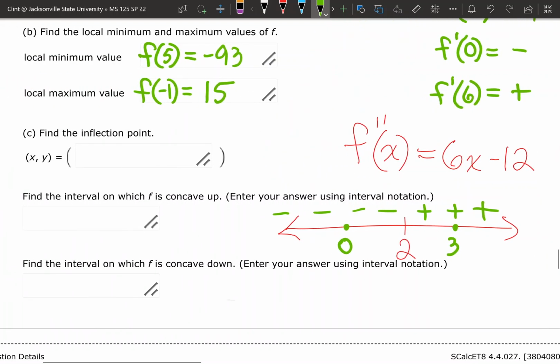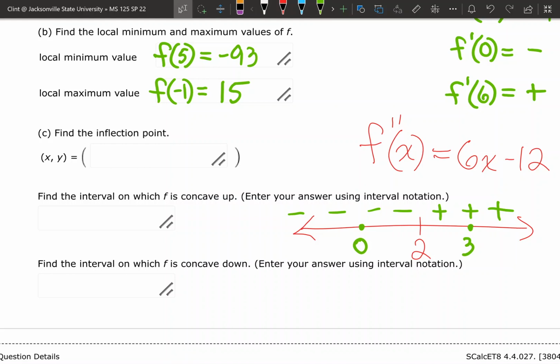So let's do the concave up, concave down first. We're concave down from negative infinity to 2, where we have a negative second derivative. We're concave up from 2 to infinity, where we have a positive second derivative. The x-coordinate of the inflection point is 2.